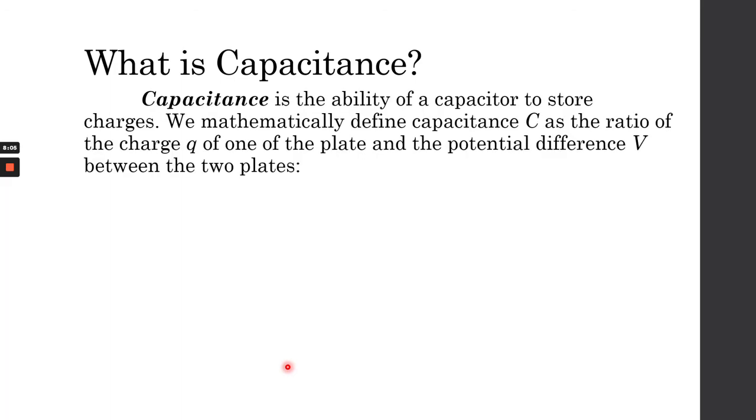Capacitance is the ability of your capacitor to store charges. So we mathematically define capacitance as C, the ratio of the charge of one of the plates and the potential difference between the two plates. So this is your equation for capacitance. It is a very general equation. Capacitance of a capacitor is equal to the value of the charge of one of the plates divided by the potential difference between the two plates.